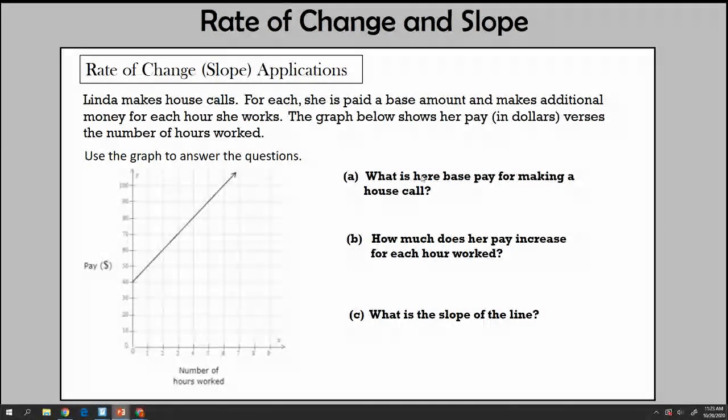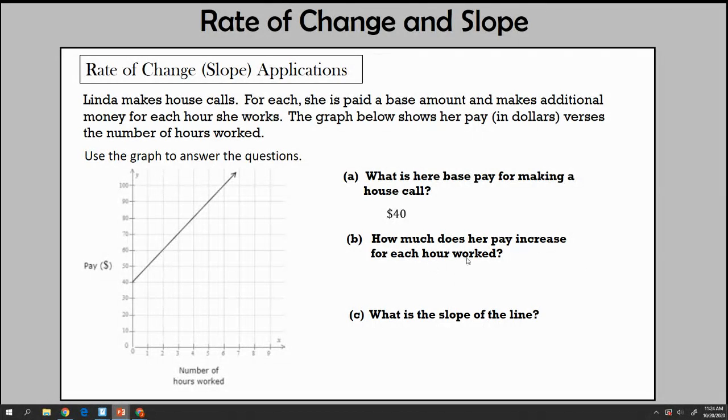First question is, what is her base pay for making a house call? Well, her base pay is where the graph starts. So what this means is she's getting $40 just to go to the house call. And then she makes money based on how long she's been there. So $40 is her base pay.